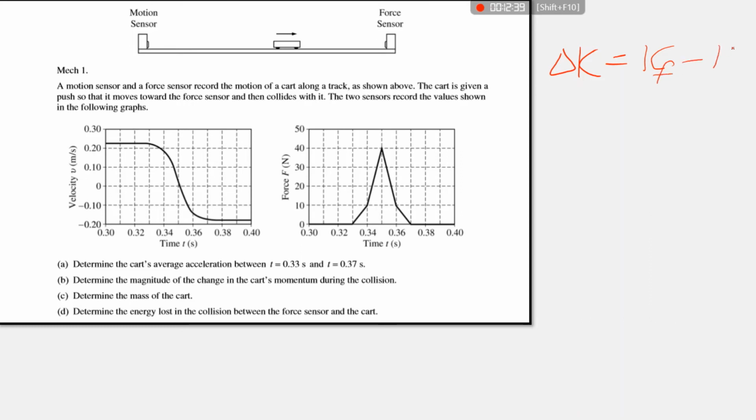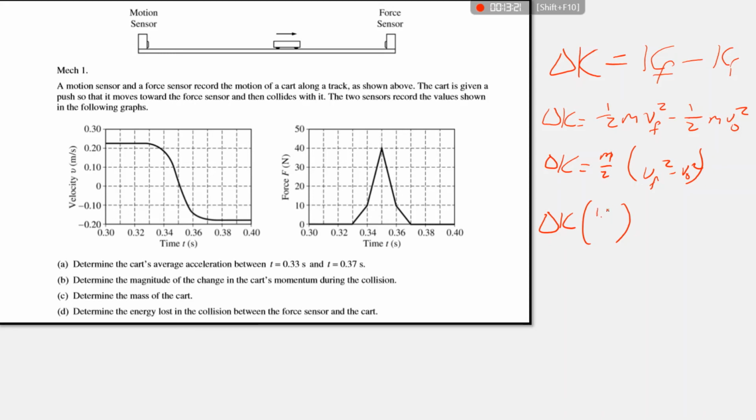Okay, you're right, but final minus initial? Mm-hmm. 1/2 mv squared, that's final velocity, and 1/2 mv0 squared. Okay, so I'm gonna rewrite that. 1/2 m (vf squared minus v0 squared). Okay, v final was negative 0.18.